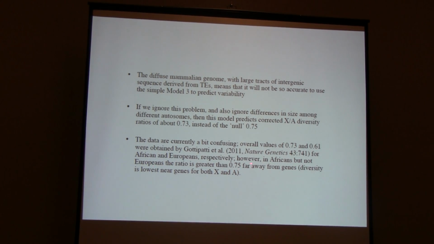However, in Africans, the ratio actually comes out greater than 0.75 far away from genes. There's increasing evidence in humans that diversity increases as you get away from coding sequence. So if you're looking at non-coding sequence diversity, it seems to be seeing more hitchhiking effects near genes than elsewhere. Whether that's background selection or selective sweeps, we don't know for sure at the moment. But it certainly suggests other effects of hitchhiking on genetic diversity.